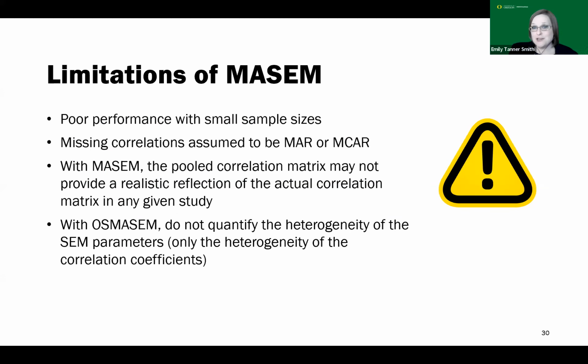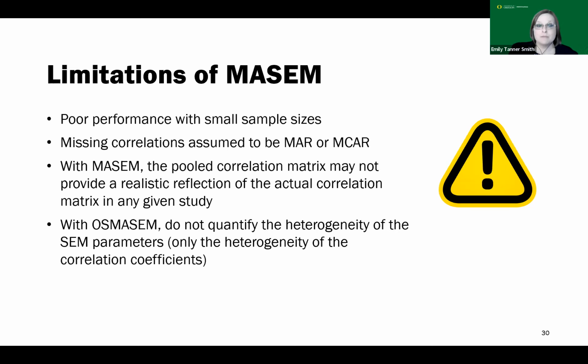Now, again, there are limitations to the meta-SEM approach that you want to be aware of. So first, and I realize I probably sound like a broken record here, but these methods generally have poor performance with smaller sample sizes, particularly if the number of included studies is less than 30. So that is an important consideration to keep in mind. Another issue to consider is that the FIML method that's used to address missing data, if you have missing correlations from any given study, does assume that the missing data are missing at random or missing completely at random.